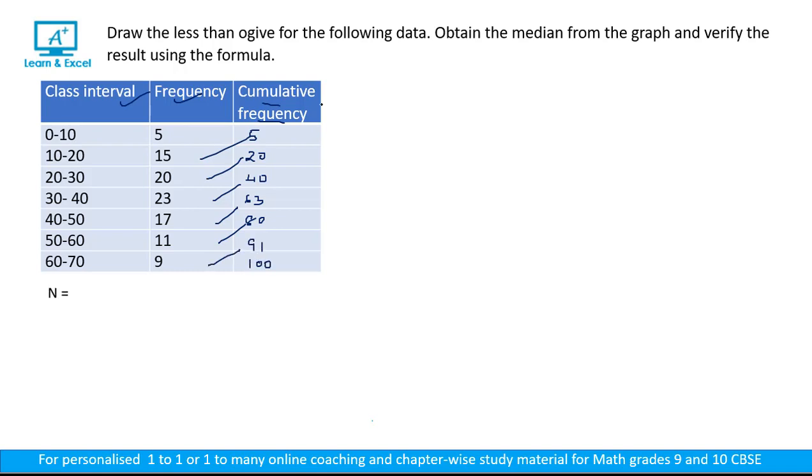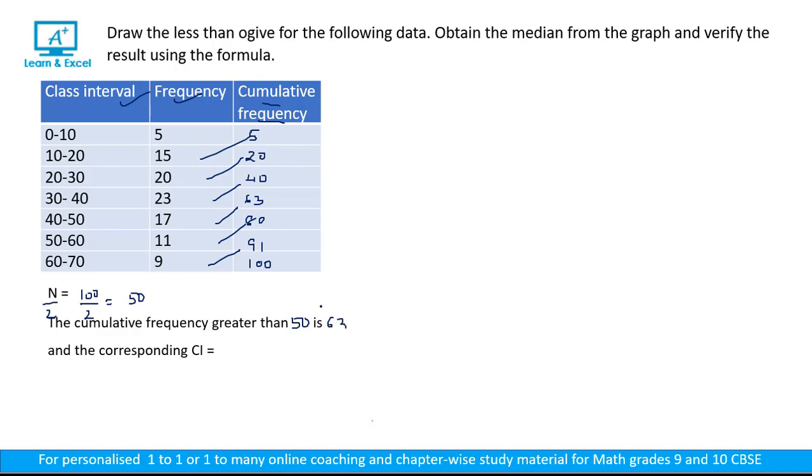First we have to find n divided by 2. 100 divided by 2 is going to be 50. Now let us next find the cumulative frequency just greater than 50, which is 63. Now the corresponding class interval will be 30 to 40.